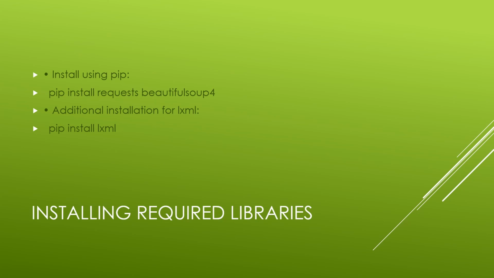Before starting, we need to install the necessary libraries. You can do this using pip. Simply type pip install requests beautifulsoup4 to install requests and BeautifulSoup. For additional speed, you can install lxml with pip install lxml.